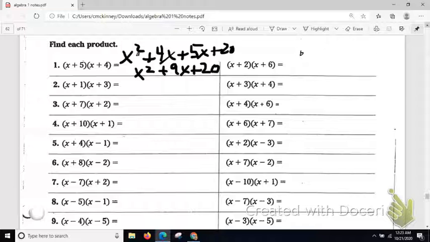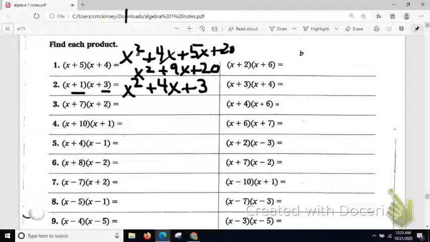So here's what we do. We square the first one, so x times x, x squared. Now in the middle, you're going to take these two numbers and add them together. So 1 plus 3 is 4x. In the middle always gets an x. And then you're going to take 1 times 3 to get the end.